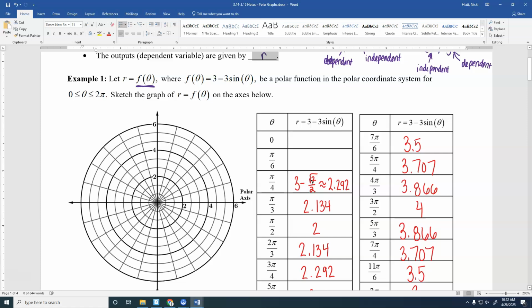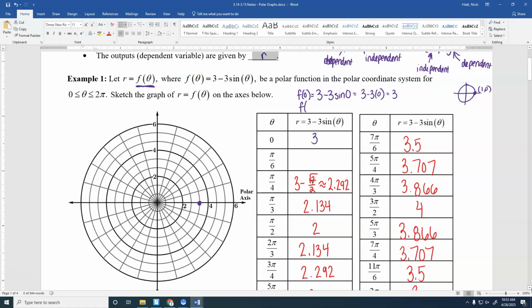So what we're doing here is plugging in 0 for the angle. f of 0 would be 3 minus 3 sine of 0. On our unit circle, what is sine of 0? It is 0. So this would be 3 minus 3 times 0, and that is just going to give us 3. If we graph that point, we have 0 as our angle, and then 3 right here.